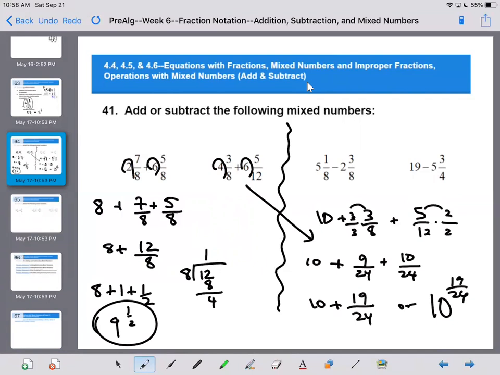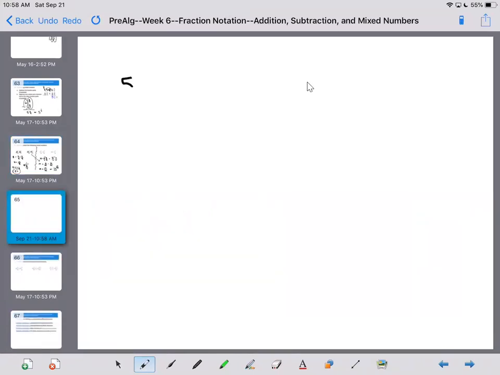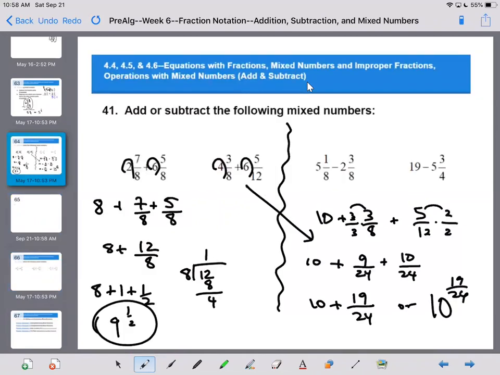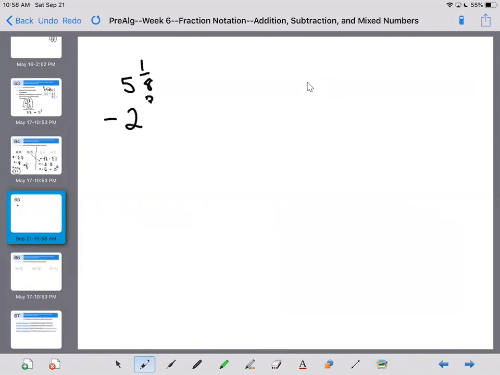So let's look at 5 and 1/8, take away 2 and 3/8. Well, I can't take away 3/8 from 1/8 without going into the negatives. So I want to regroup and I want to take a whole amount. Well, since the denominators are the same, I'm taking that whole amount, which is 8/8, and adding it to the 1/8. So now I have 4 and 9/8 to take away 2 and 3/8.